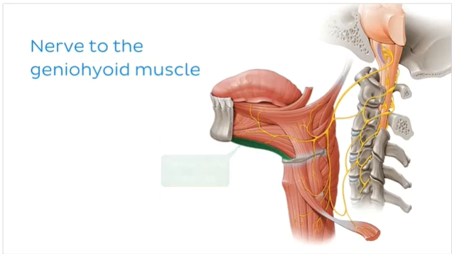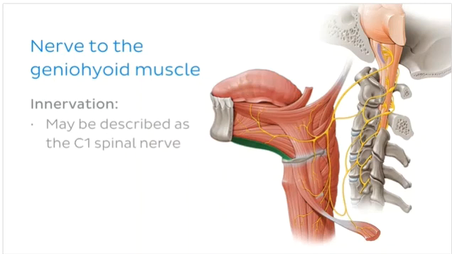And this is another one of these slightly complicated nerves in the sense that although it physically is a branch of the hypoglossal nerve, it contains fibers originating from the C1 spinal nerve, just like we saw with the thyrohyoid nerve. And this is why you'll often see the innervation of the geniohyoid muscle described as the C1 spinal nerve, even though it physically appears to be a branch of the hypoglossal nerve.